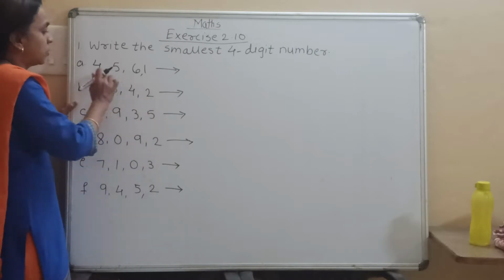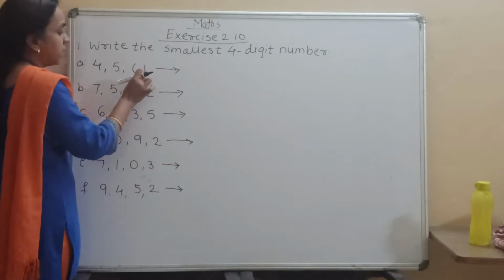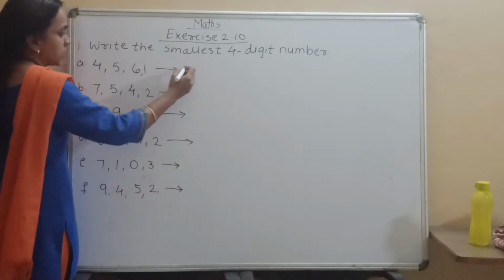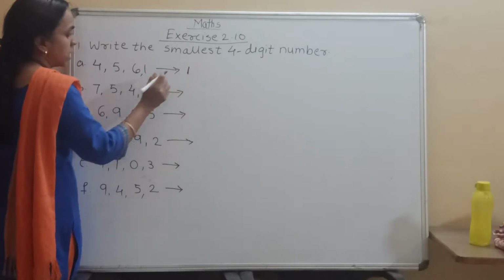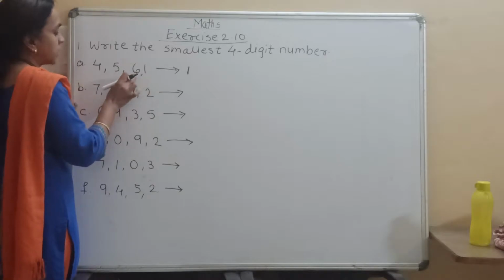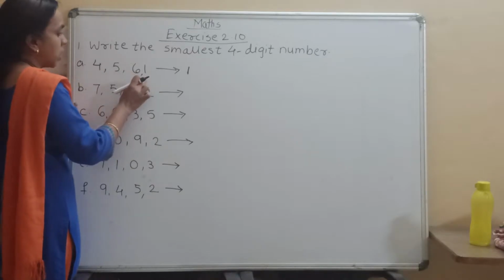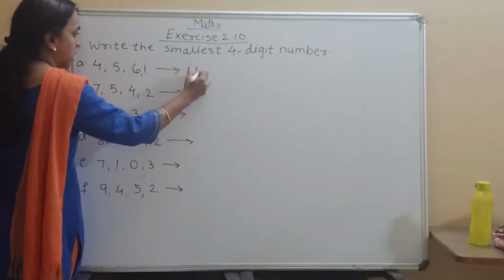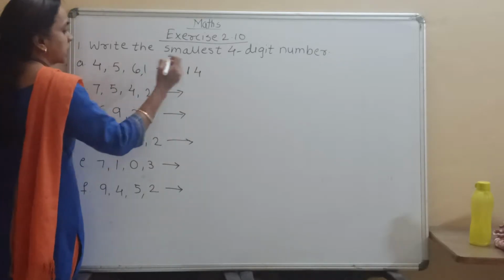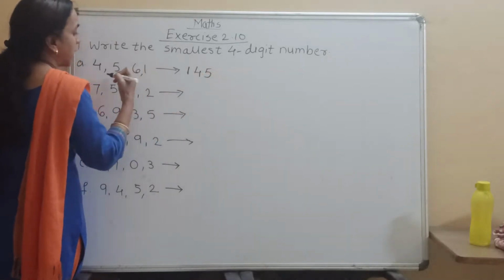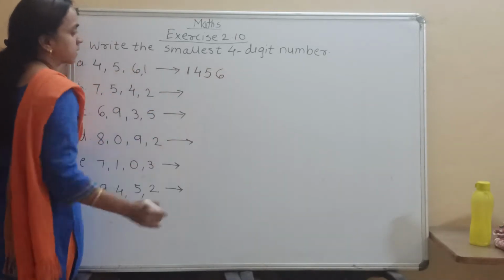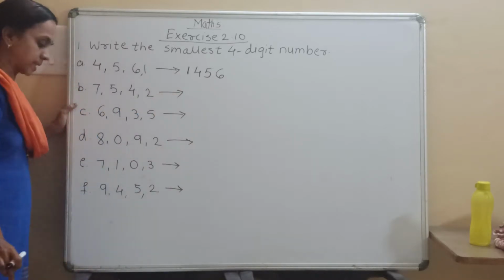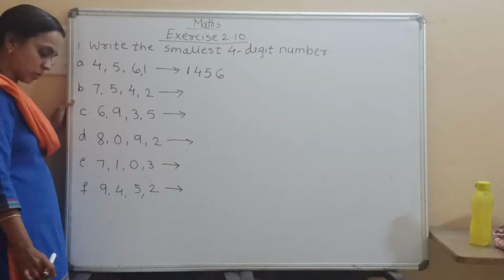Okay. So what we will do? We will write the very small digit here first. Which is the small digit here? 1, 6, 5, 4. Very small digit is 1. Then bigger than this one is what? Which digit is there? 4. Then bigger than 4 is 5. Bigger than 5 is 6. So what is our answer? 1456 is our answer. Okay.